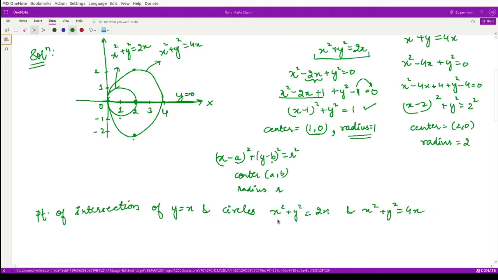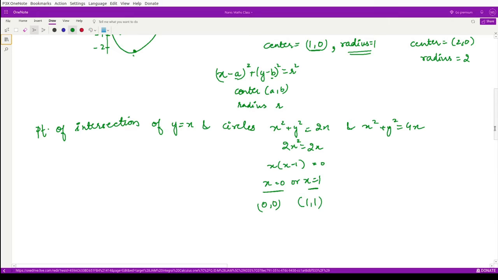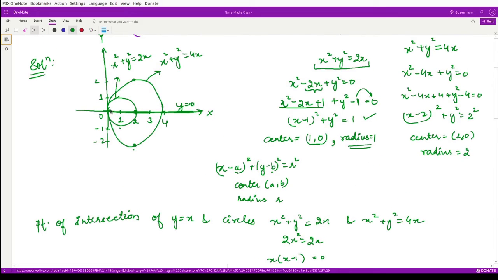So when you write y is equal to x, you will have 2x square is equal to 2x, or you obtain the value of x as equal to 0 or 1. So here you have the value of x as equal to 0 or it is equal to 1. That means the point here is either 0, 0 or the point 1, 1. So here the circle meets this line at this point, either 0, 0 or here at this point 1, 1.